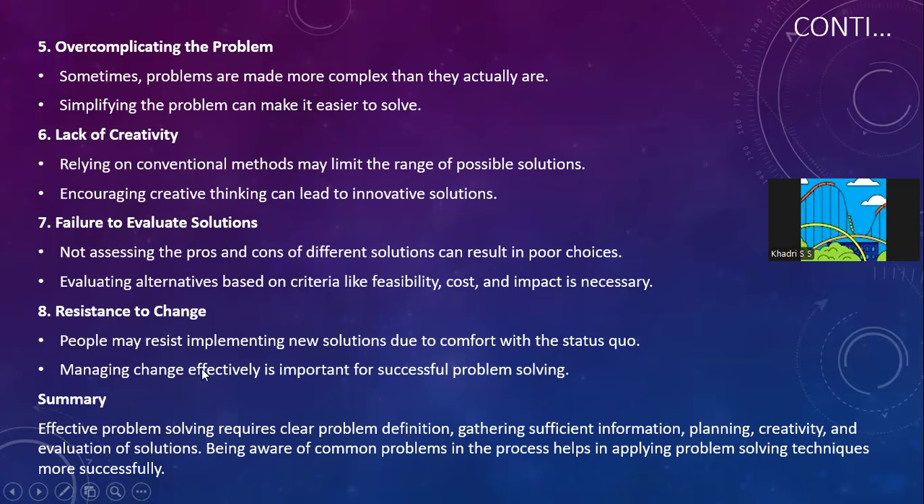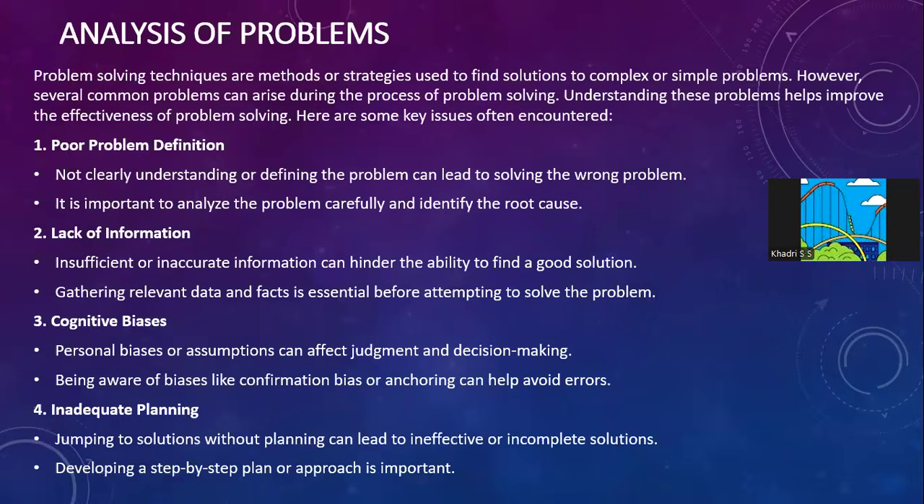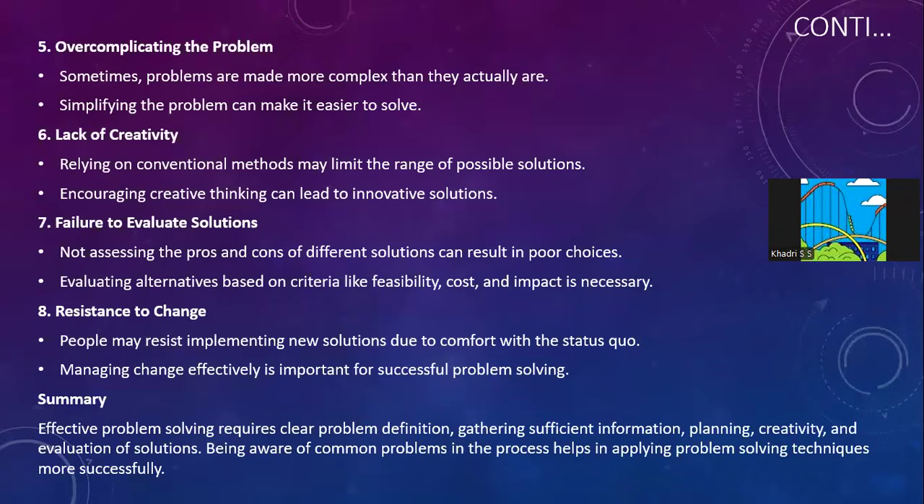Finally, we can conclude that effective problem solving requires clear problem definition. Of course, without a clear problem definition, it is very difficult to solve that problem. We also need to gather sufficient information, make a plan to solve it, apply some creativity to find the best way to solve the problem, and evaluate that solution. Being aware of the common problems in the process helps in applying problem solving techniques more successfully. So these are the things we have learned in analyzing the problem.